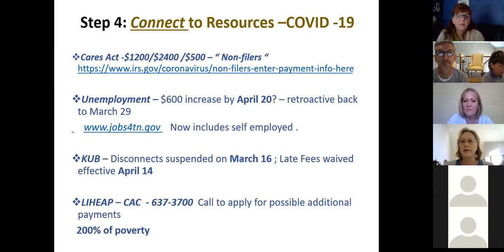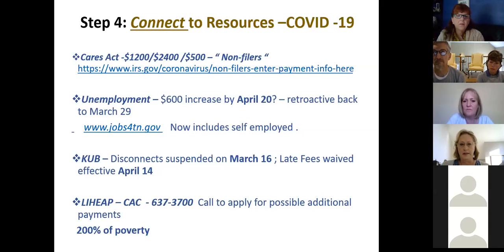My concern is for the non-filers. So I was over at an apartment complex a few weeks ago delivering food, and there were several people there. They were mainly middle-aged. They didn't file taxes. They didn't have a disability check. They had medical issues, and they weren't working very much. And so this is a question of how do they get their stimulus.